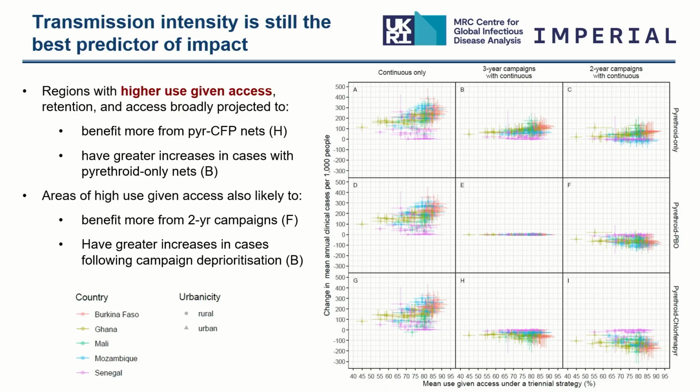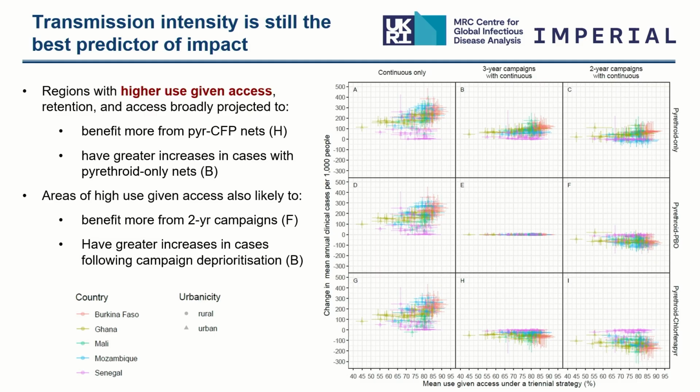Now, I should emphasize, this is assuming that use given access doesn't change, and also there could be other factors associated with this, such as you could have different net products, going back to yesterday, that may not have particularly good resistance to damage scores, and that may be a driver of this rather than behavior. So just wanted to emphasize that.